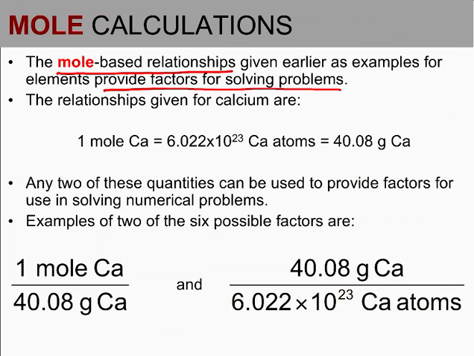In the second example, we have 40.08 grams of calcium over Avogadro's number of calcium atoms. If we're solving for grams of calcium and trying to eliminate atoms of calcium, we can use that, or we can flip it if we're trying to solve for atoms of calcium and cancel out grams of calcium. So there are a lot of possibilities here in terms of conversion factors and what we can use to solve problems.